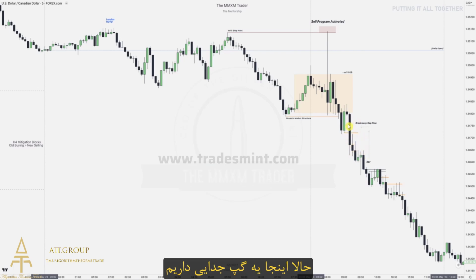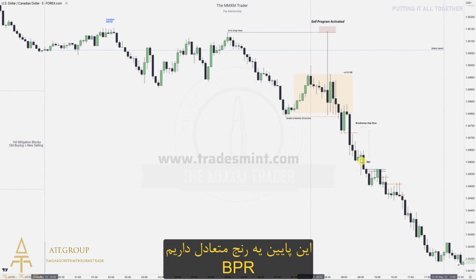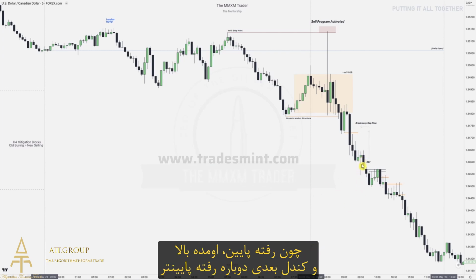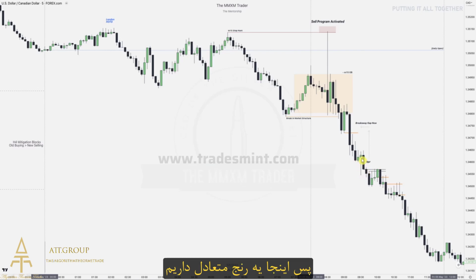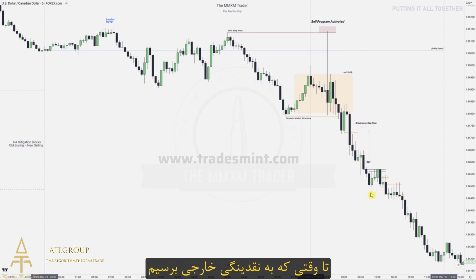Now we have a breakaway gap. So why do we have a breakaway gap? Think about that new PD array, that redelivered rebalanced PD array. So we have a BPR down here, again, because down, up, and then the next candle goes down. So we have a balanced price range up here. So this fair value gap should never get tagged anymore until we reach that external range liquidity.